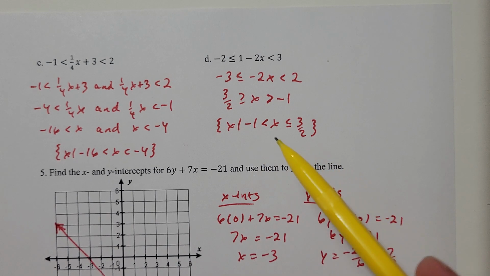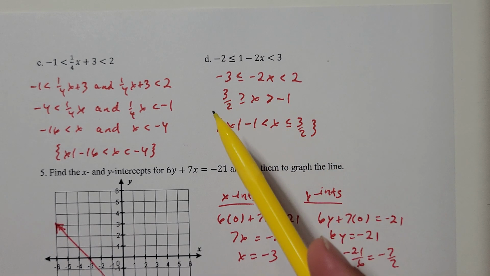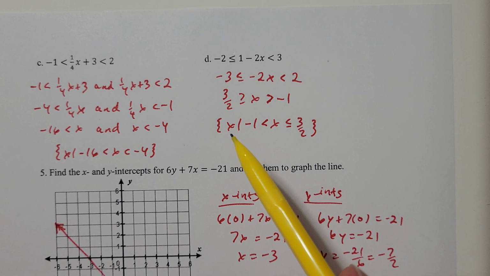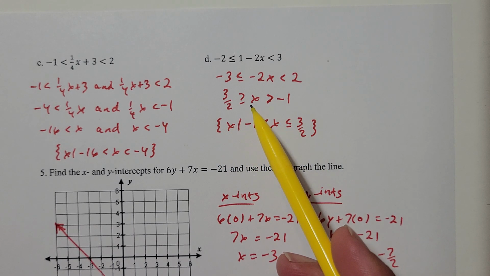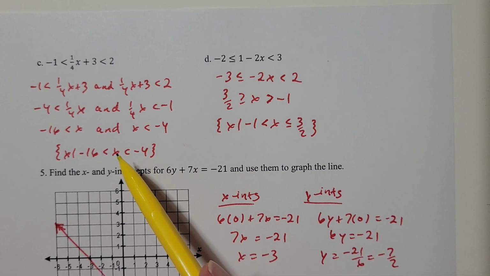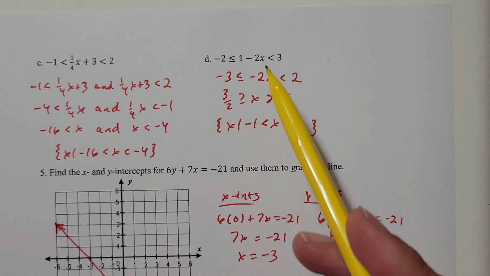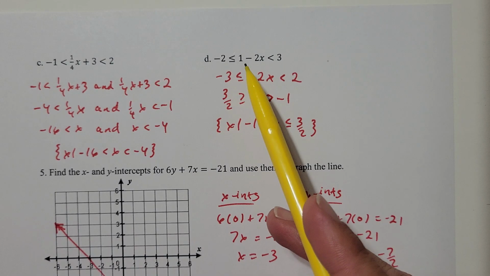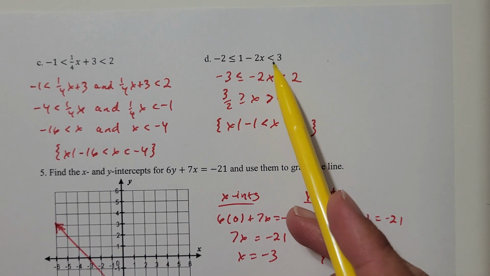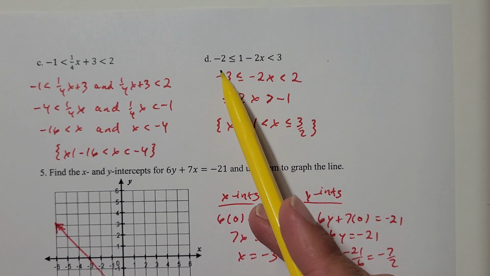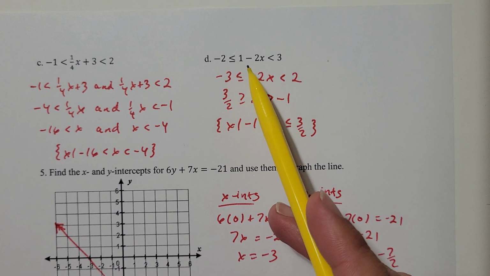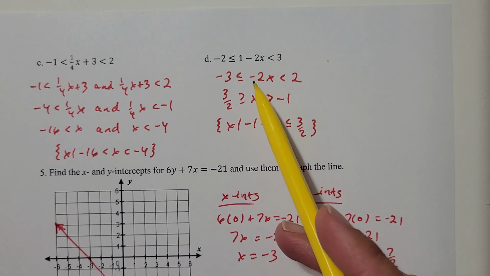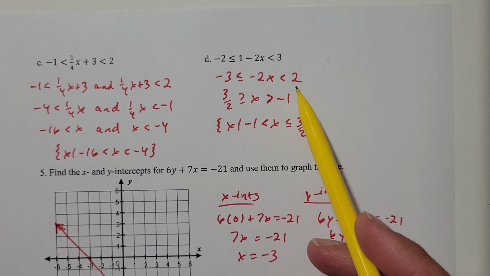So now if I'm keeping this as a compound inequality throughout the whole calculation and I'm not splitting it, then the goal is to get x all alone in the middle, right? So let's go ahead and subtract 1 from throughout the three parts here to start. -2 minus 1 is -3. 1 minus 2x minus 1 is minus 2x. And then 3 minus 1 is 2.